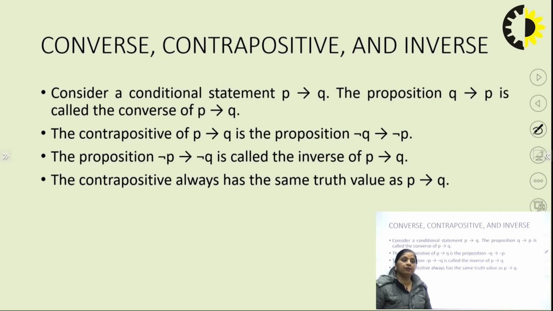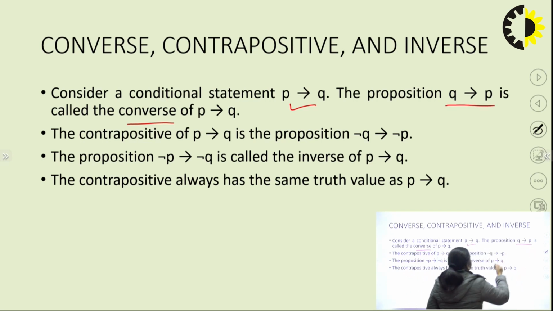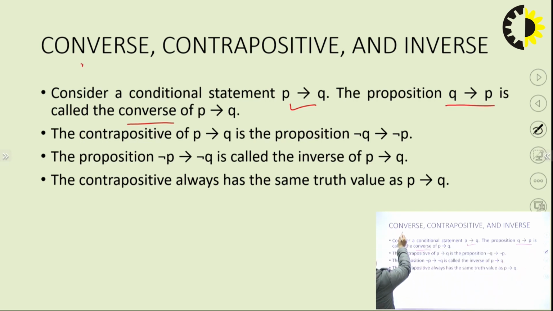Now, when we have a conditional statement, P implies Q, then for each conditional statement there are three important concepts. What are those? Converse, contrapositive and inverse. If P implies Q is the statement, then its converse will be Q implies P. This is the converse of the conditional statement P implies Q.